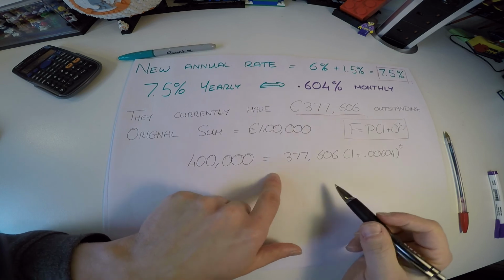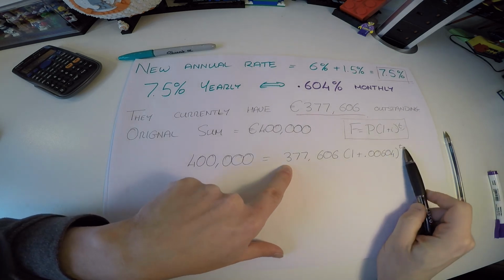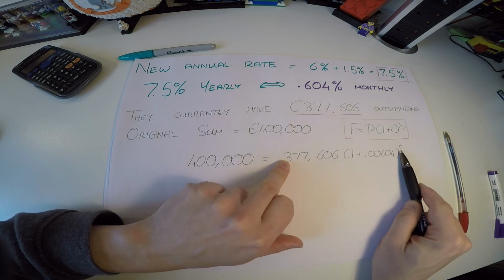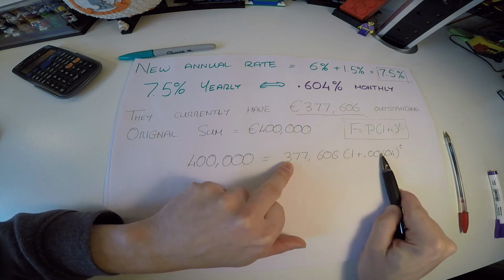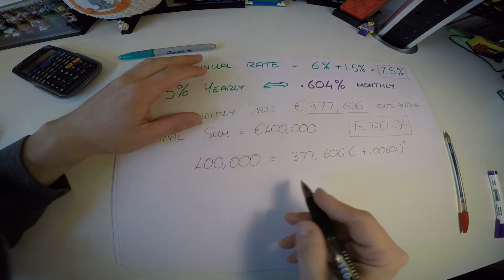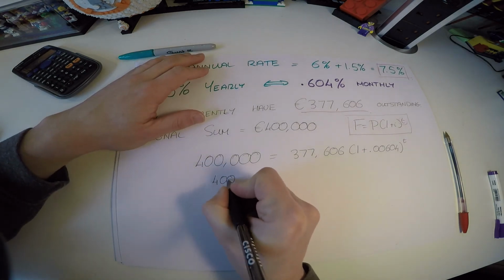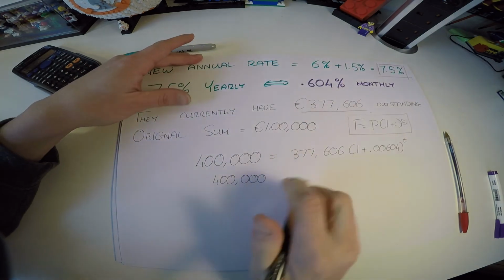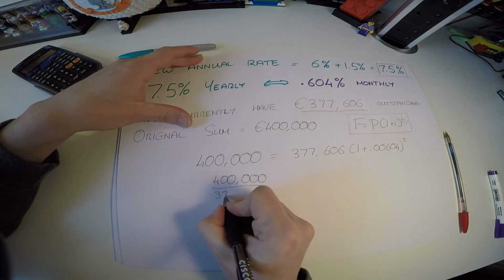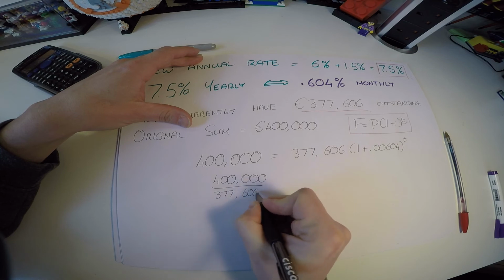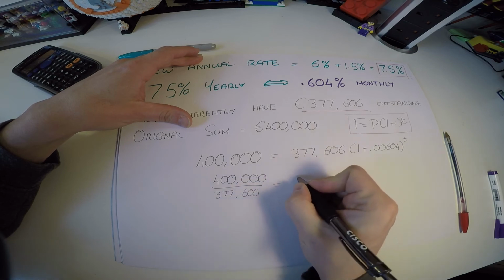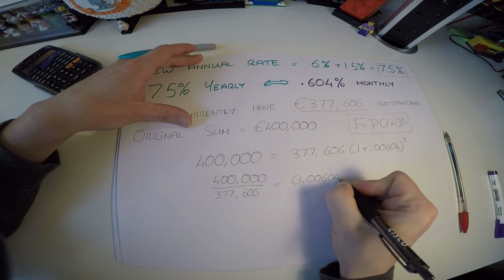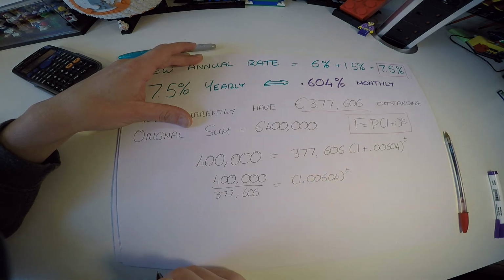So what I'm trying to do is this. I'm trying to solve this equation for t. It's going to tell me exactly how many months it's going to take for this money, accruing this interest, to equal this. So, a small bit of rearrangement. Hopefully you're able to do this. If you're able to change this from yearly to monthly, this will be no problem to you. 377,606 is equal to now 1.00604 to the t, like so.